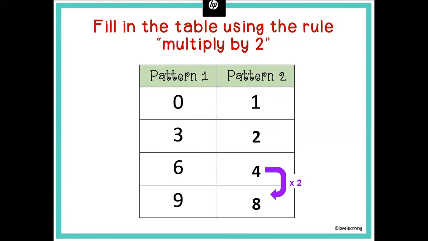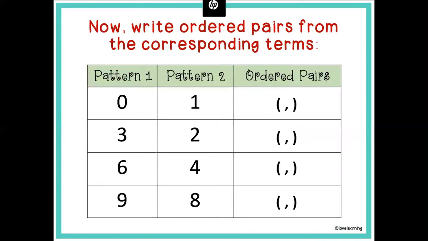So now I've completed my table. Pattern 1 was add 3. Pattern 2 was multiply by 2. Now we're going to write the ordered pairs from the corresponding terms. So we just made pattern 1 and 2. Now we're going to write the ordered pairs.